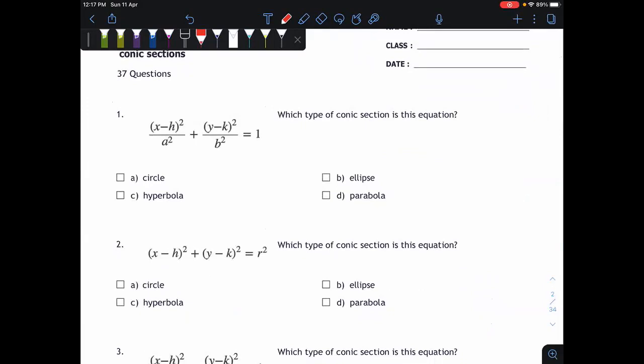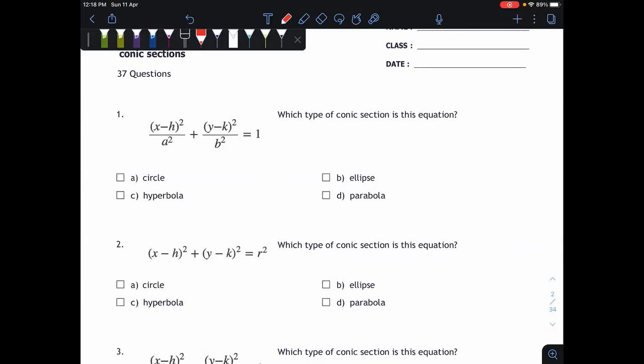Yes, quickly tell me the answer. (x minus h) all squared over a squared plus (y minus k) all squared over b squared. Is it an ellipse? Is it a circle? Is it a parabola? It's an ellipse because it's plus. Or it could be an ellipse, it could be a circle also, in case A and B are equal. Yes, if A and B are the same, it will be a circle.